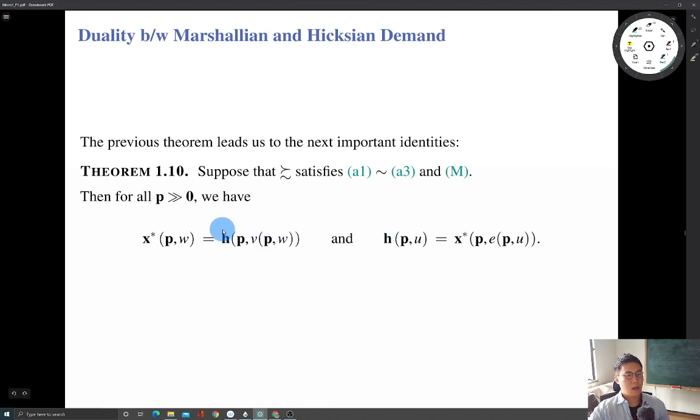So from Hicksian demand and indirect utility, we can recover Walrasian demand. And then with Walrasian demand and the information of expenditure function, we can see what Hicksian demand looks like. So in this lecture video, let me present the intuitive proof for this result only, and the proof for the second result is exactly the same. It's based on exactly the same idea.